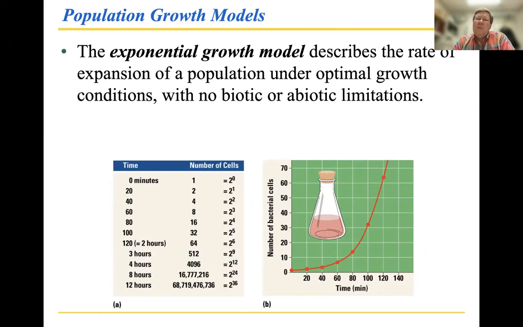And when you have an exponential growth model, it means you basically have a geometric progression with the population increasing. And so here you can see that you start with one individual cell at time 0. So if you have a bacterial culture, perhaps, and these bacteria, every 20 minutes, they divide. So after 20 minutes, you have 2, 40 minutes, you have 4, 60 minutes, 8, and then it doubles every 20 minutes.